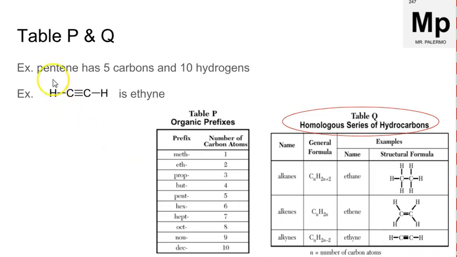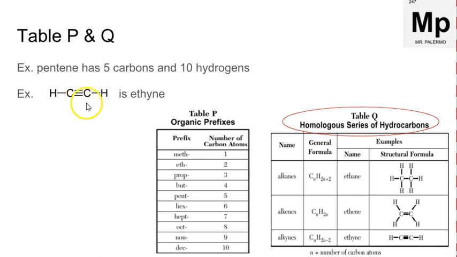So for example, pentene has 5 carbons and 10 hydrogens. Pent, go to table P, it has 5 carbons, and then ene, I find the series alkene on the table here, and I plug in 5 for N. So 2 times 5 is 10, and that's why pentene has 10 hydrogens.